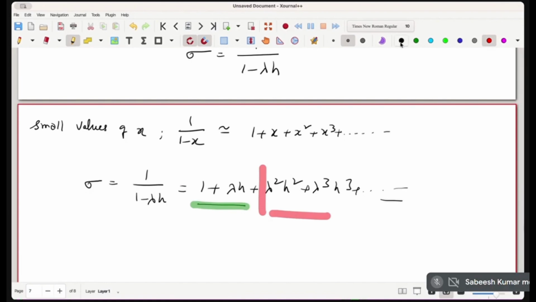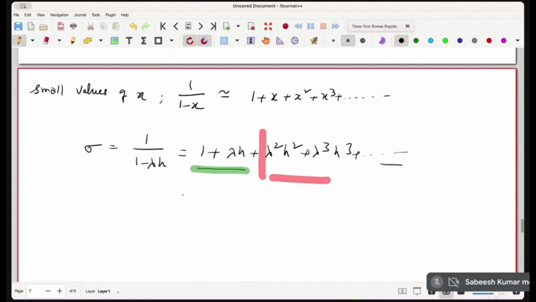So then what we can say is that the implicit Euler method is also first order accurate globally, right? This we have already seen. The implicit Euler is also first order accurate globally. Okay, that's what we can say.